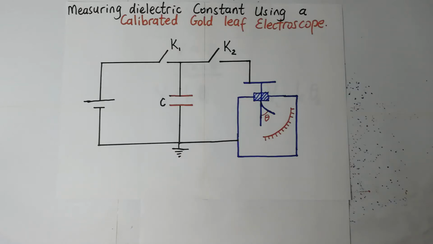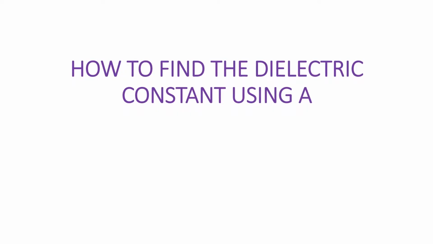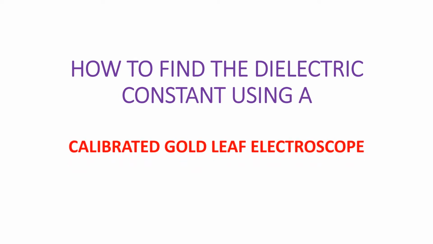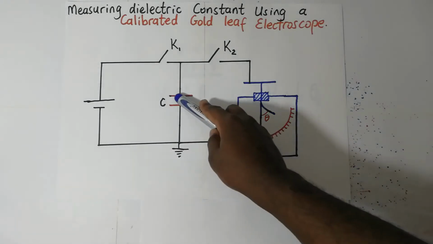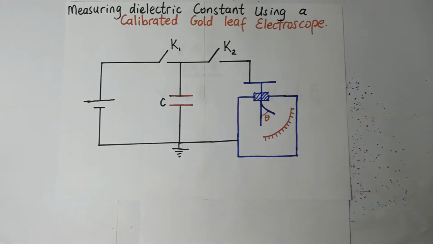So in this session, we are going to measure the dielectric constant of a capacitor using a calibrated gold leaf electroscope. Now, we should all remember that a dielectric constant, by definition, is simply the ratio of the permittivity of the material that is between the plates of a capacitor to the permittivity of a vacuum.